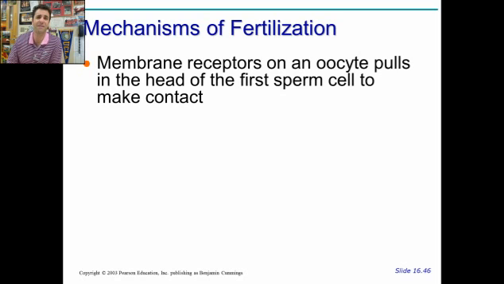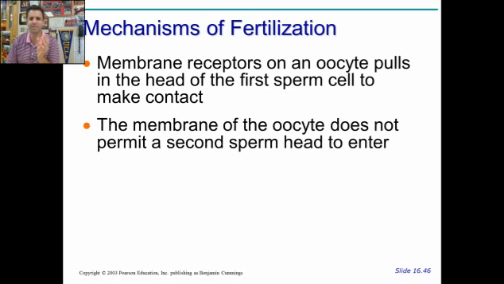So here's essentially how fertilization works, and it's different in different organisms. In humans, the oocyte has receptors on its surface, and when the sperm swims by, the head binds with these receptors. And the receptors pull the sperm into the actual egg itself, and then send essentially an action potential all the way around the membrane of the cell, preventing any second sperm head from entering, so that you don't get polyspermy, as it's called.